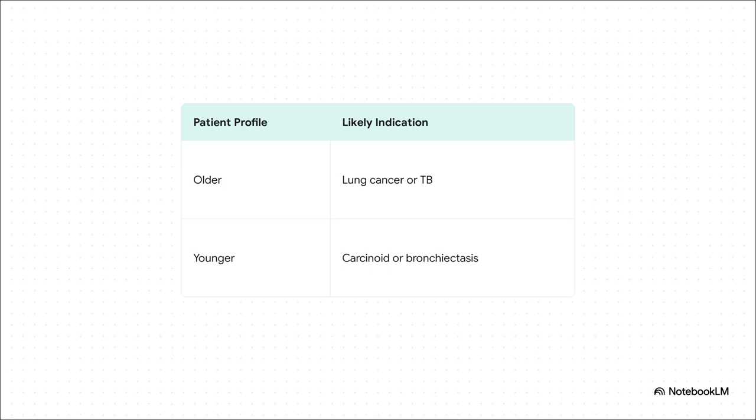If you see a younger patient with a resection scar, your mind should immediately jump toward a carcinoid tumor, which tends to present earlier in life, or maybe surgery for localized bronchiectasis confined to a single lobe. Conversely, an older patient strongly points toward lung cancer, especially if there's a smoking history. Or, and this is a really fascinating one, it could be the legacy of historical pre-antibiotic era tuberculosis surgery, back when physically cutting out the diseased tissue was a primary treatment.